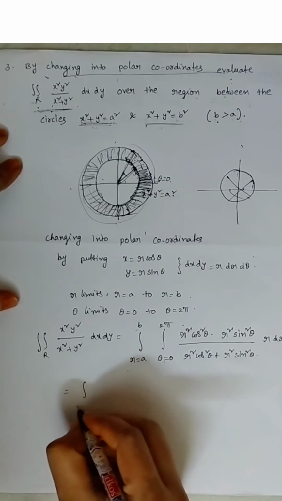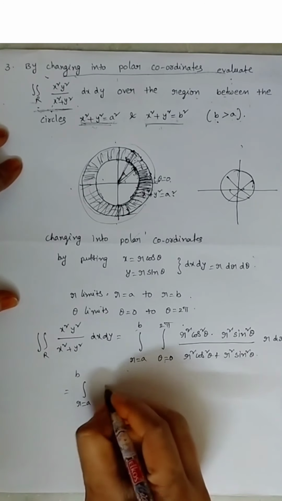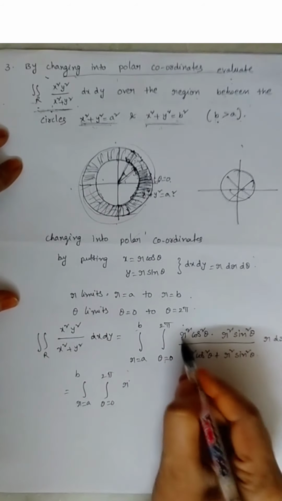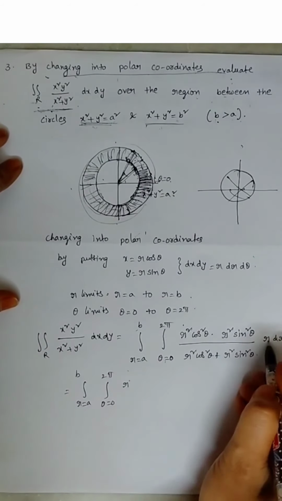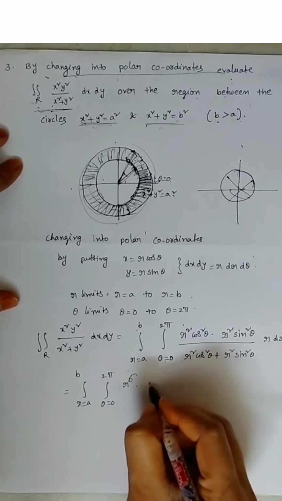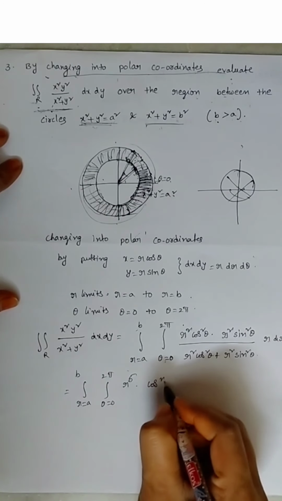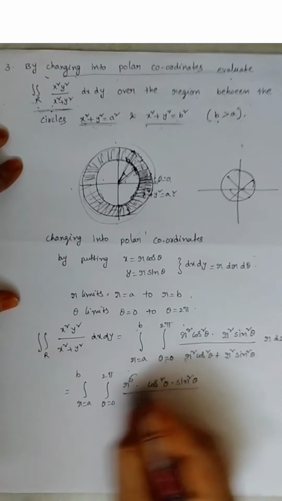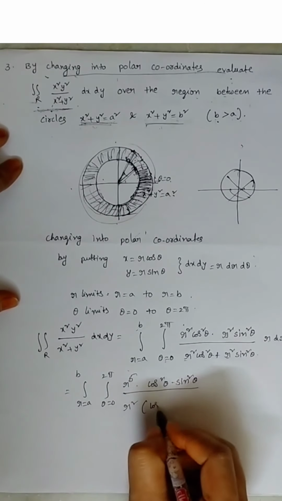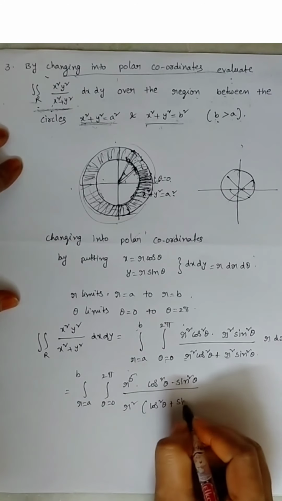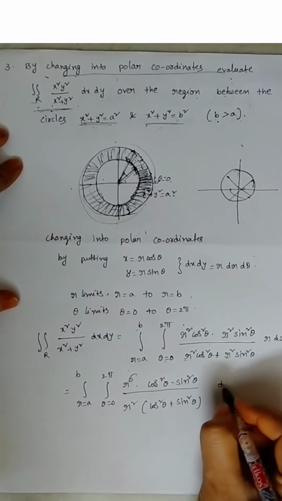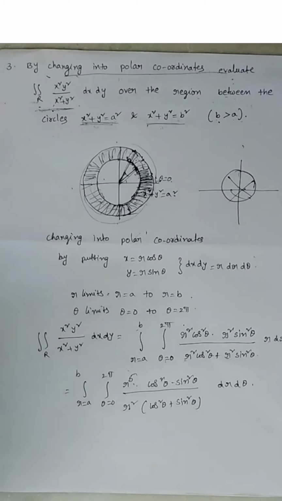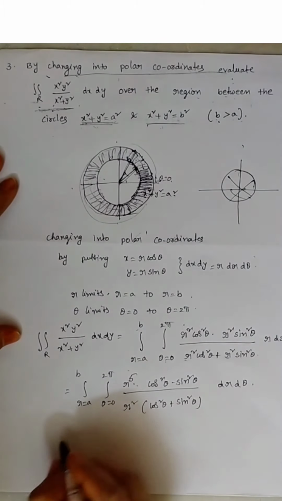This equals r equals a to b, theta equals 0 to 2 pi. If you take r squared into r squared, r to the power of 4 into r to the power of 5, cos squared theta into sin squared theta by, if you take r squared common, cos squared theta plus sin squared theta into dr d theta. So r to the power of 5 by r squared, so 2 times get cancelled.